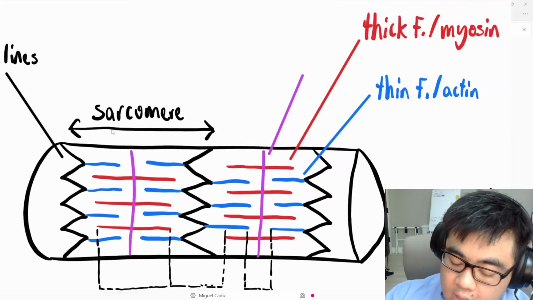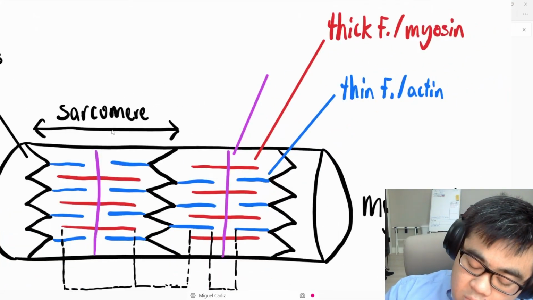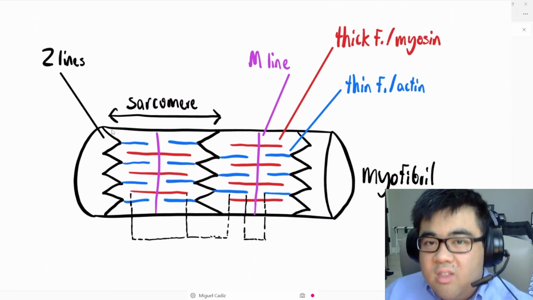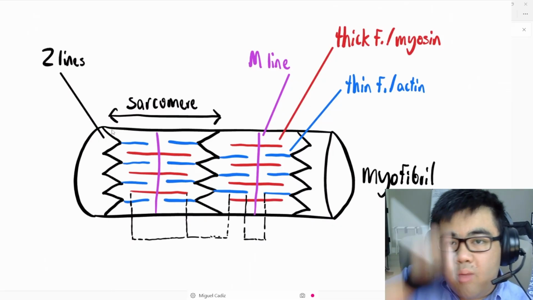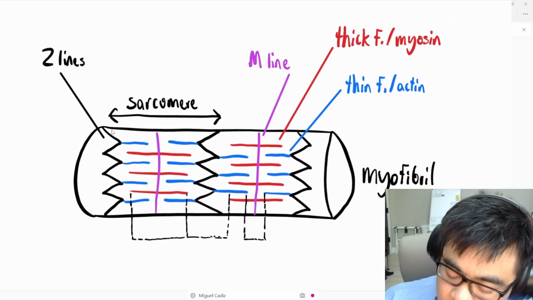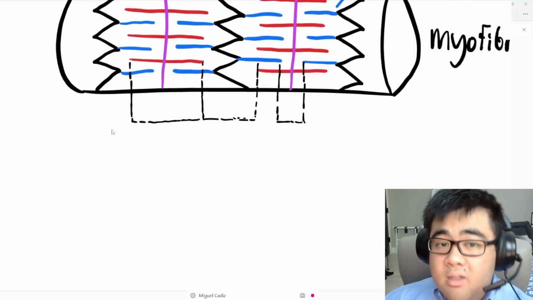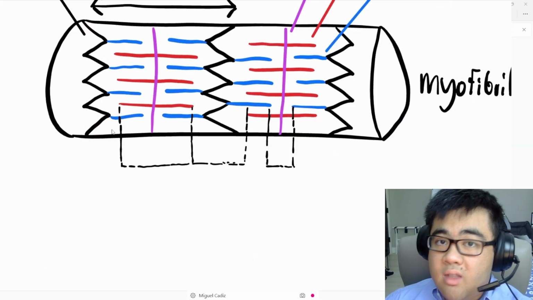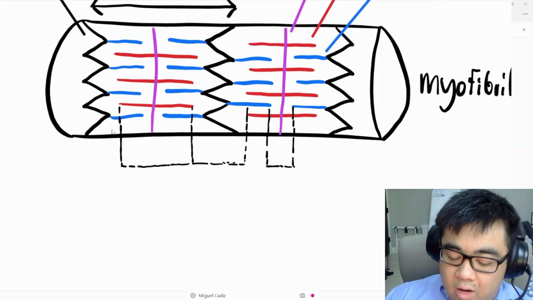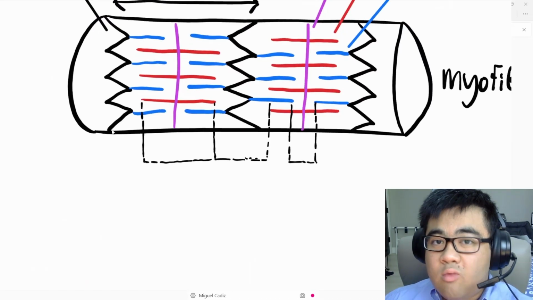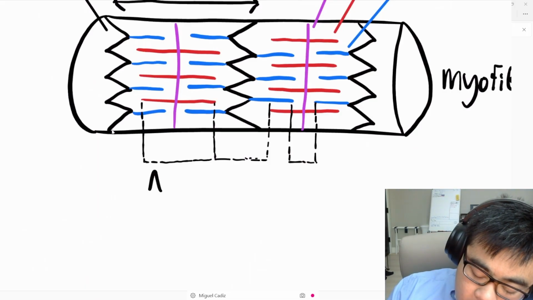Additionally, there's also the M line, the M line just being a line that goes straight down the middle of the thick filaments. It's just along that axis of the midpoint of each thick filament, just going all the way down. The last three landmarks that I want to talk about are based on the overlapping patterns of the thin and thick filaments. In the region that the thin and thick filaments overlap, you have your A band right here.